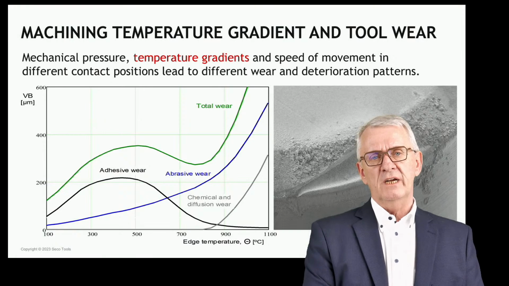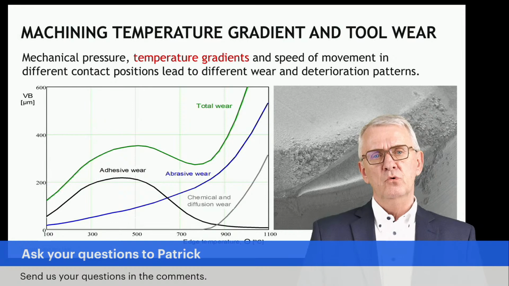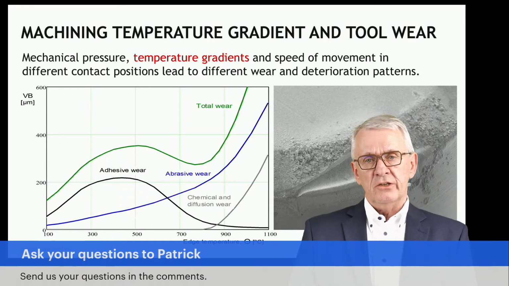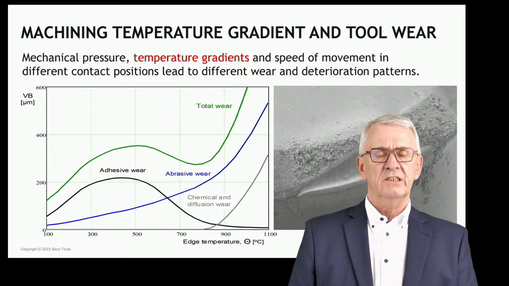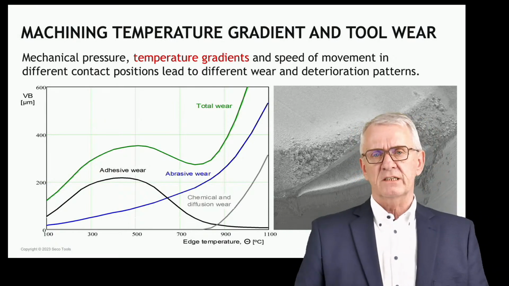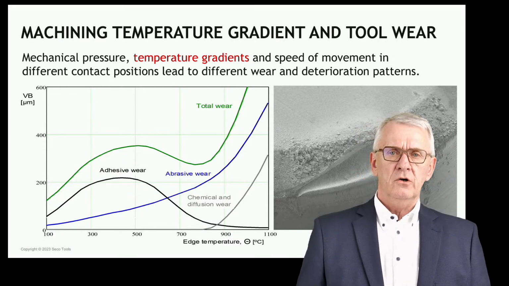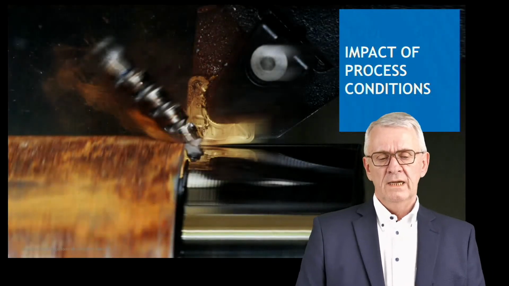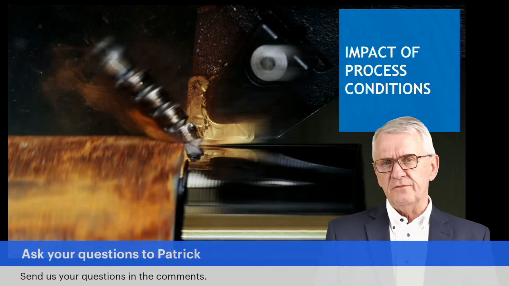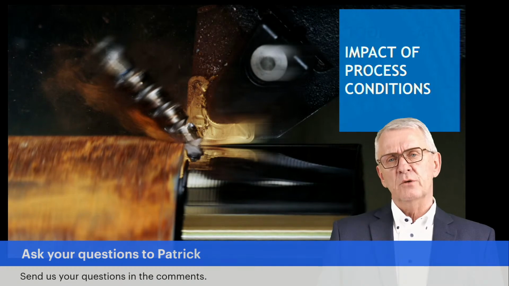And if you move from left to right on the horizontal line, you could say you move away from the cutting edge. You move on the rake face, away from the cutting edge. And then you see how different wear patterns start to develop at different places on a cutting edge, on a rake face, on a clearance face. That is very briefly how we can describe machining from a thermodynamic aspect.